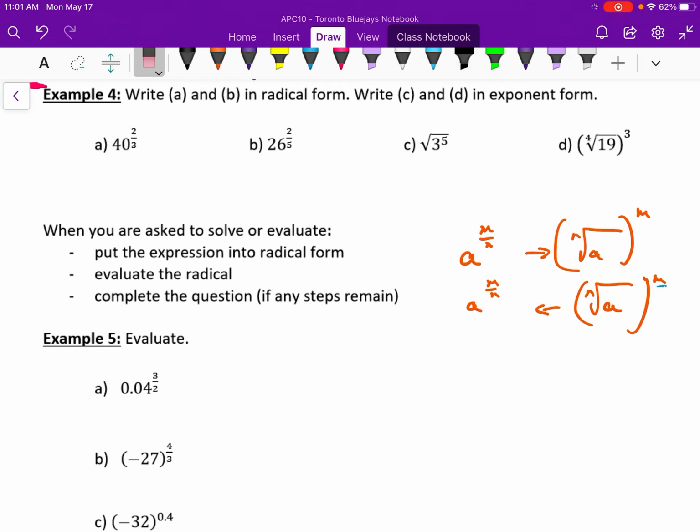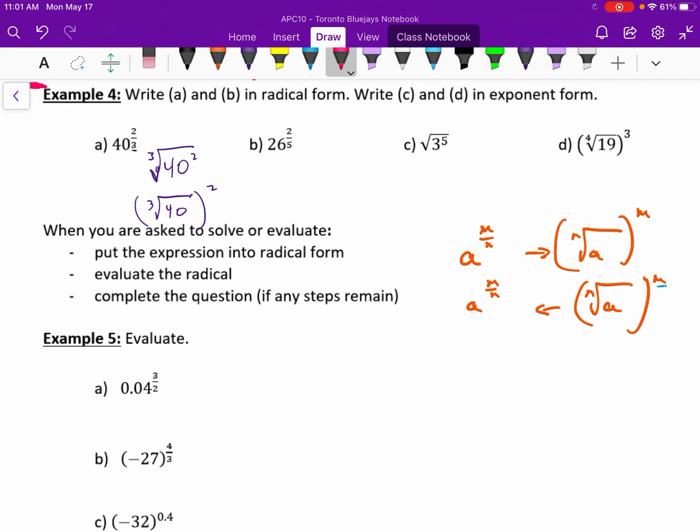All right. 40 to the power of 2 over 3. Well, I would take my base 40 and I would apply the cube root first. Cube root of 40 squared. Or alternatively, you could write it as the cube root of 40, squared. Now, I wasn't asked to evaluate it, thankfully, because I don't think I can do that.